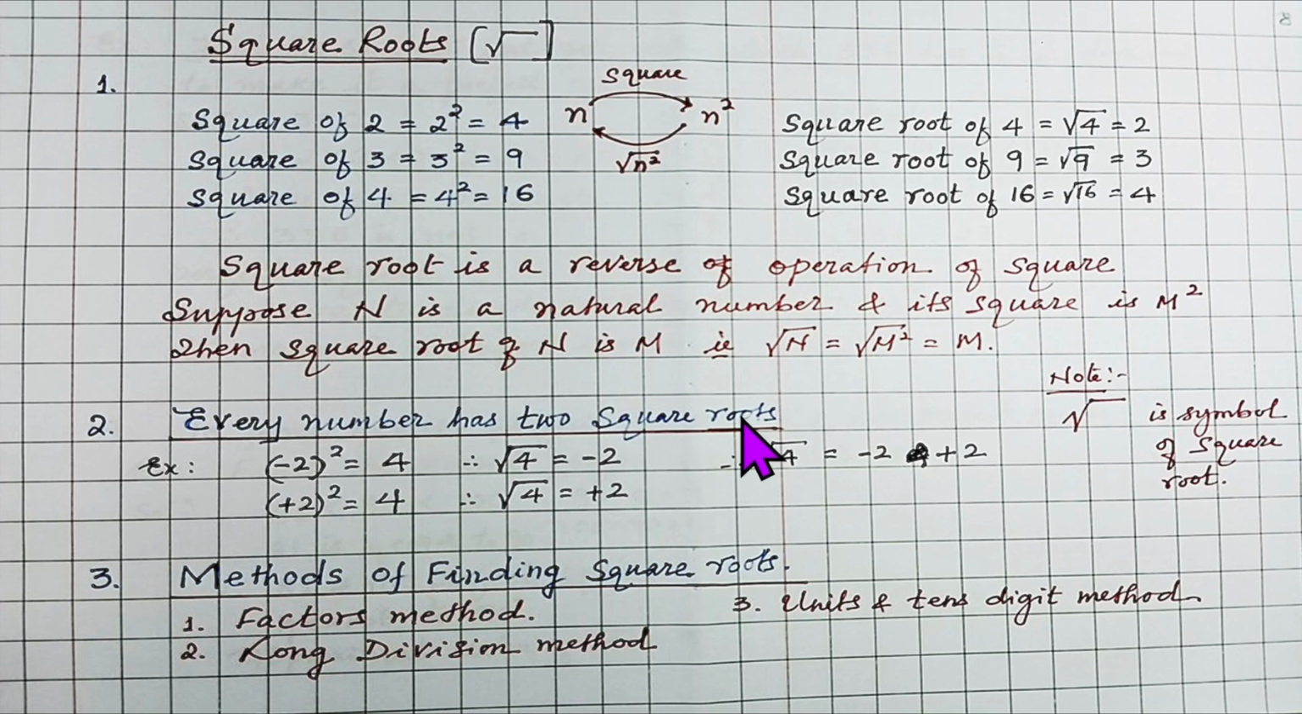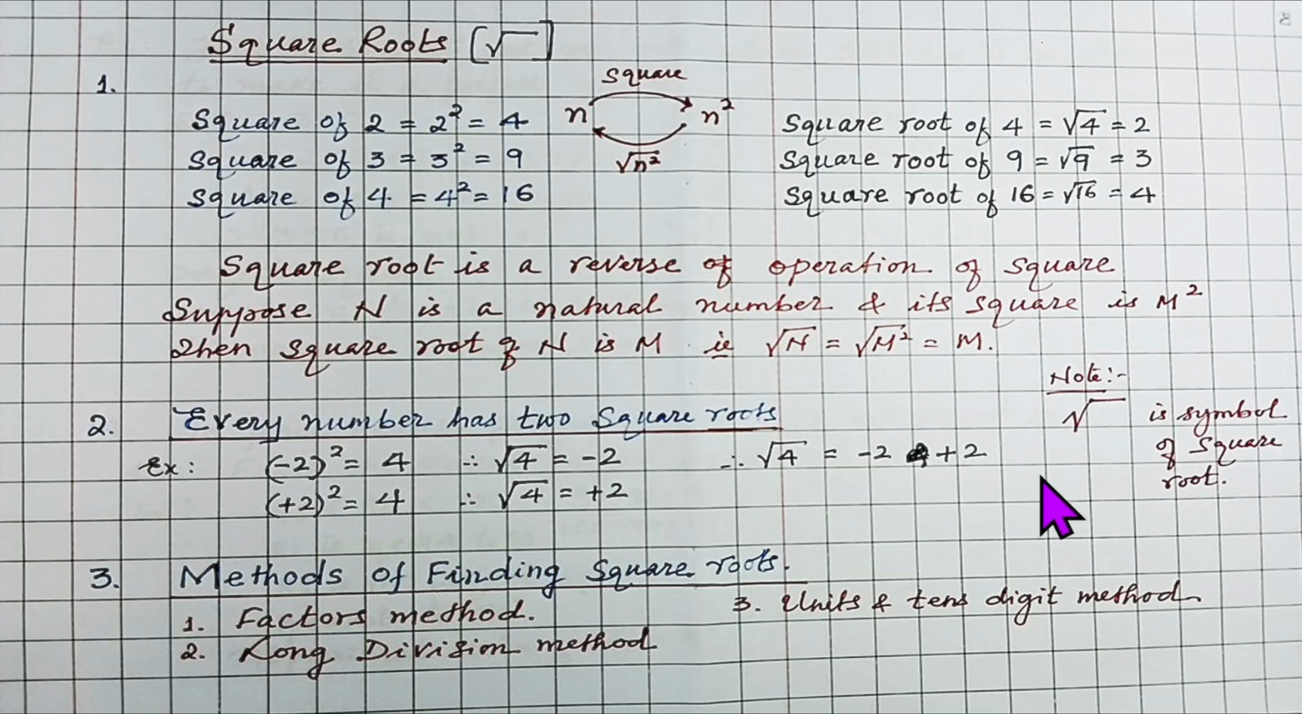Now every number has 2 square roots. That means if I take minus 2 squared, it is 4. If I take plus 2 squared, it is 4. The square root of 4 can be minus 2, and it can also be plus 2. Therefore, every number has 2 square roots, like the square root of 4 is either minus 2 or plus 2. Every number has 2 square roots, but we generally take the positive square root as the value.